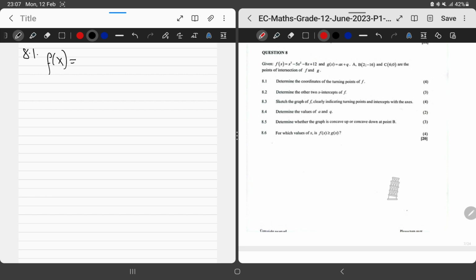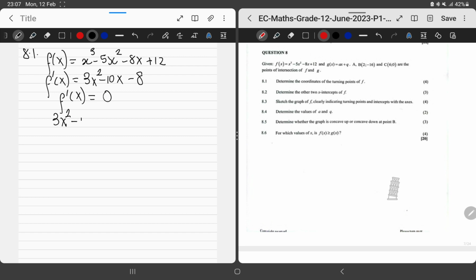f(x) is equal to x cubed minus 5x squared minus 8x plus 12. In order to find the coordinates of the turning points, we just need to find the derivative of f(x). So this is 3x squared minus 10x minus 8. At the turning point, the gradient should be equal to 0. So 3x squared minus 10x minus 8 should be equal to 0. And now we just have to look for the factors.